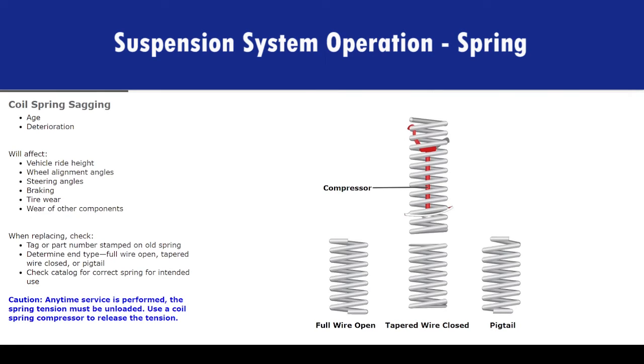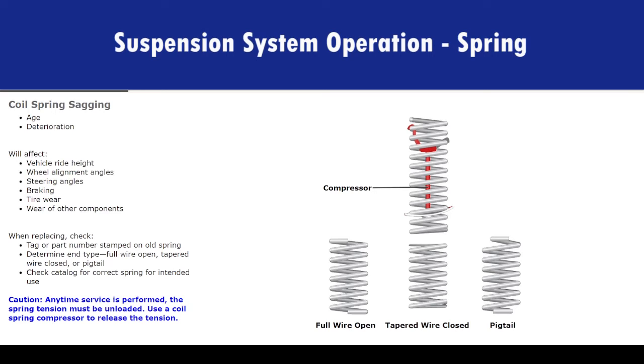Coil springs eventually sag because of age and deterioration. A sagging spring will affect vehicle ride height, wheel alignment angles, steering angles, braking, tire wear, and wear of other suspension components. Spring maintenance is normally a replacement effort.